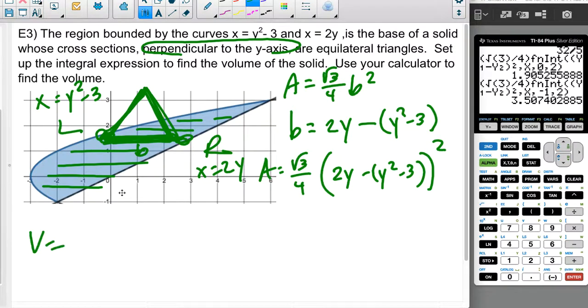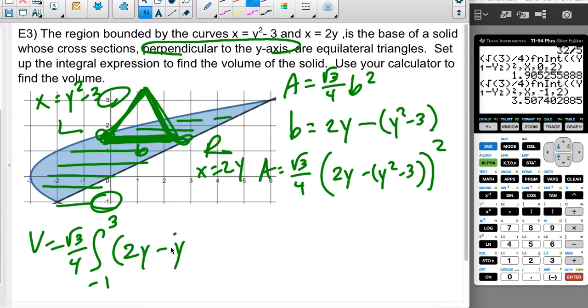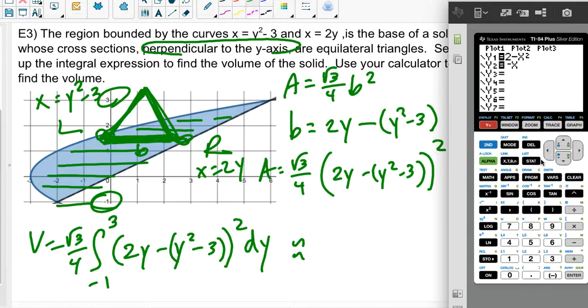So my volume is going to be the integral from the bottom y value, which seems to be -1, to the top y value that seems to be 3. So -1 to 3, those are my y values. I'm going to write the coefficient out in front because I can. And then 2y minus the quantity y squared minus 3, quantity squared with respect to y, and then I type an answer. So when I put this in my calculator, I know I'm going to have to use x's, right? So I'm going to use x squared minus 3. And I'm going to use 2x, but I know that those x's actually mean y's, right?